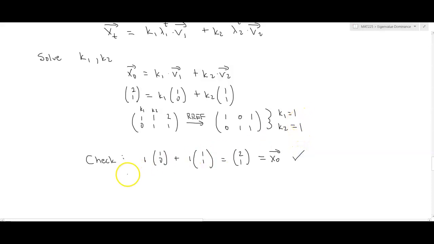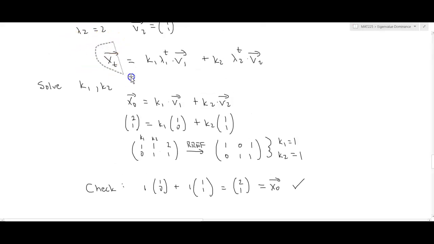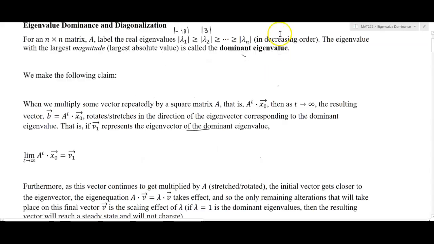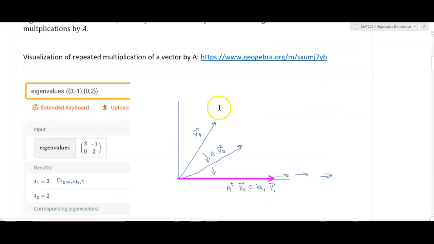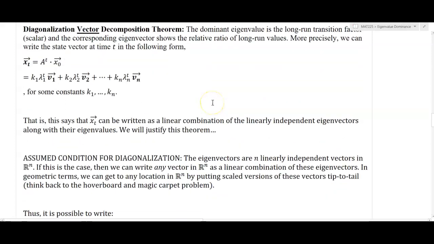Now we're ready to express this in general terms. So here we are now going to write where that vector is. Whoops, I don't know what happened here. Sorry about that.